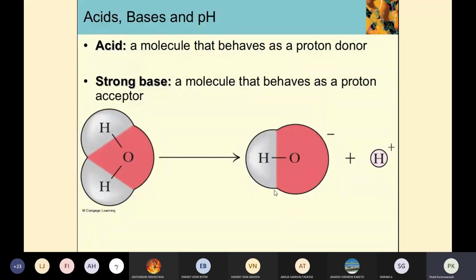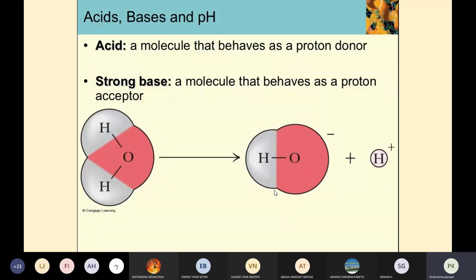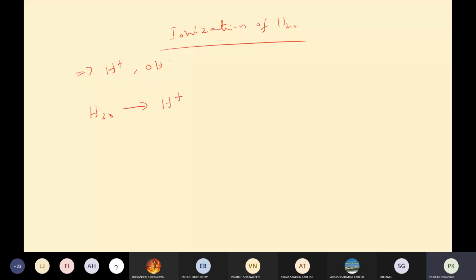Now, before going to the acids and bases, let us discuss the ionization of water. Since water is an amphoteric substance, it gives both H plus and OH minus ions. So when the water molecule dissociates, it gives H plus and OH minus.